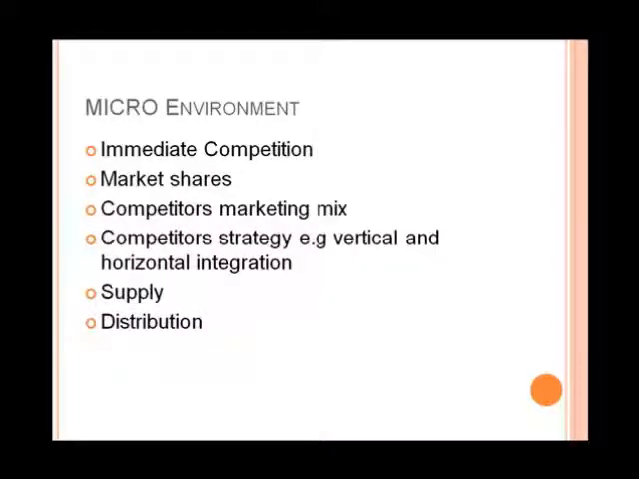Microenvironment: what's the immediate competition, market share, marketing mix with competitors, strategies, is there integration? If you're a tour operator or travel agent, think vertical versus horizontal integration. A lot of tour operators integrate vertically, go into the travel agent market, or have their own airline. You've just had Thomas Cook and Co-operative Travel. They just merged, so there is integration where they go into the same business.